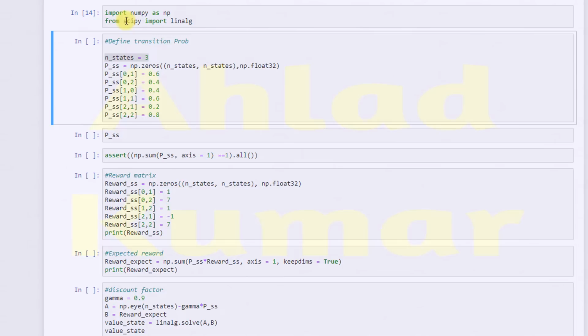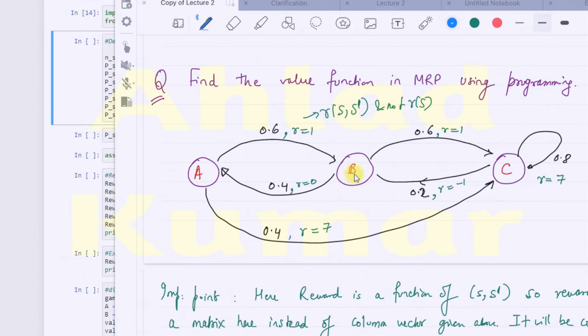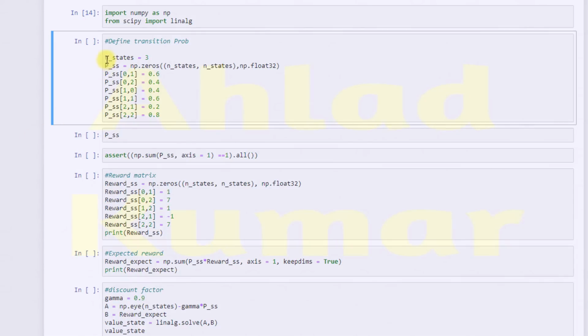So now once it's executed, we are defining the transition probabilities of this Markov random process. So here you can see we have three states. If you recall, here we have three states, right? A, B and C. So these three states along with the transition probabilities that we have, which is 0.6, 0.6, 0.2, 0.4, 0.4 and 0.8. So we will make a matrix of 3 cross 3, and we will appropriately fill these values wherever it is present in that matrix. So this is basically done over here.